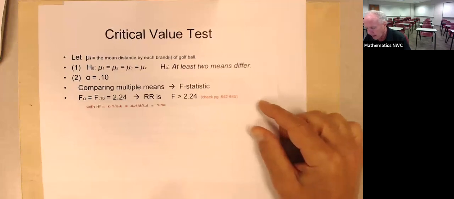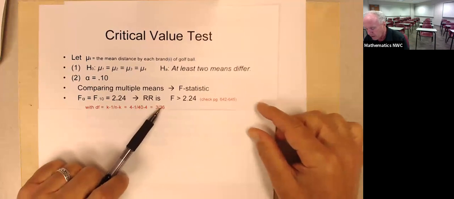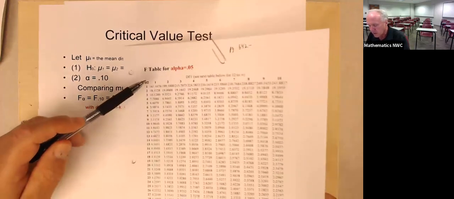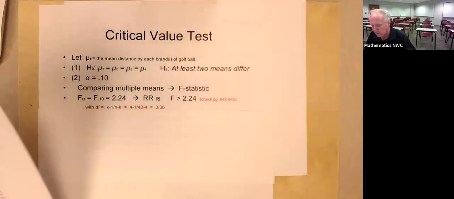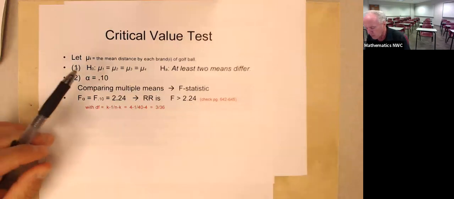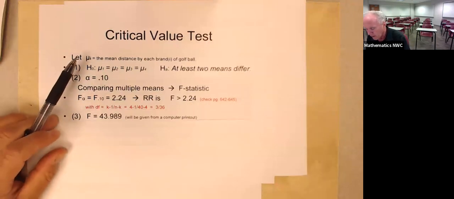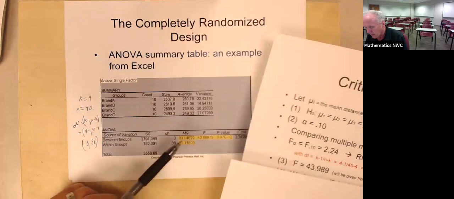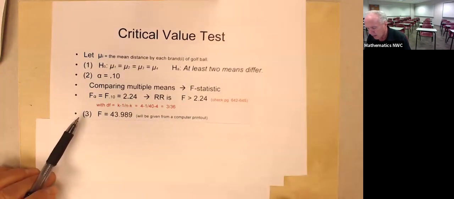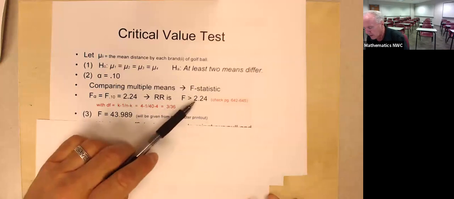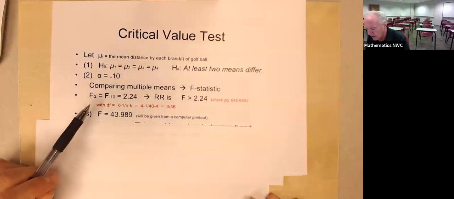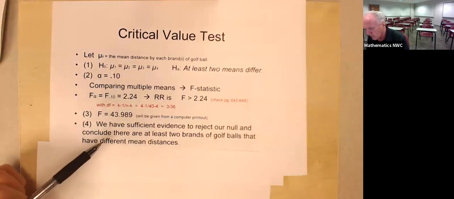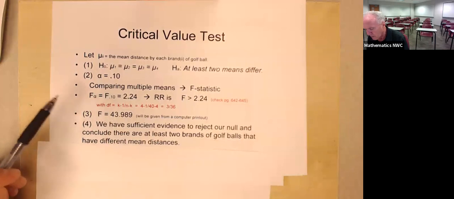Remember again, you would have had degrees of freedom 3 and 36. That means that you would have gone 3 over, 36 down. You would have gotten 2.24. The F statistic, again, you recall, was given in the printout. All I do is copy it down, and now I make the conclusion. There's no doubt it's past my rejection point, my line in the sand, so I have sufficient evidence to reject the null, and conclude that there are at least 2 brands of golf balls that have different means.